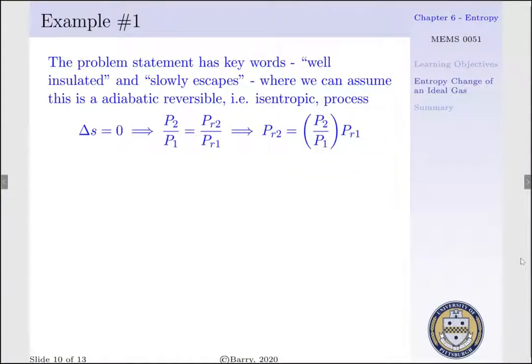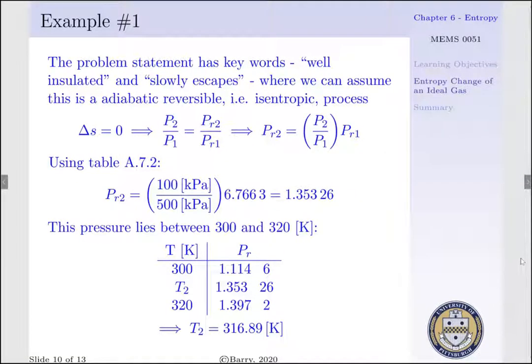The problem statement has keywords, well insulated and slowly escapes, so we can assume this is an isentropic process. That is, our change of entropy is going to be equal to 0. That means we can use our relative pressure formulation. P2 per P1 is equal to our relative pressure at state 2 per relative pressure at state 1. Or our relative pressure at state 2 is equal to P2 per P1 times our relative pressure at state 1.